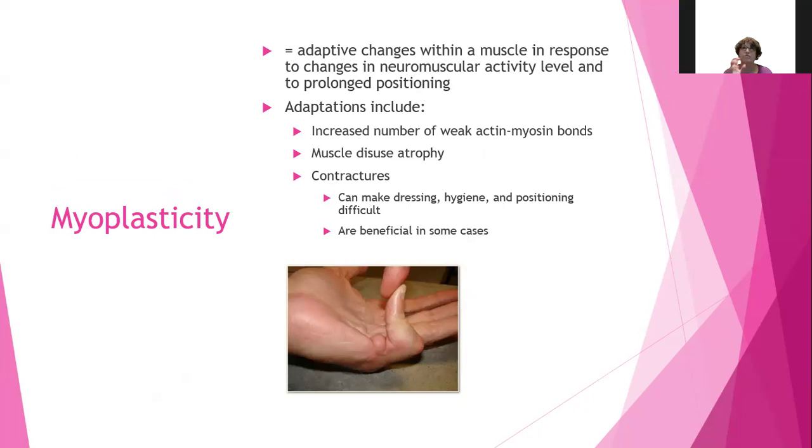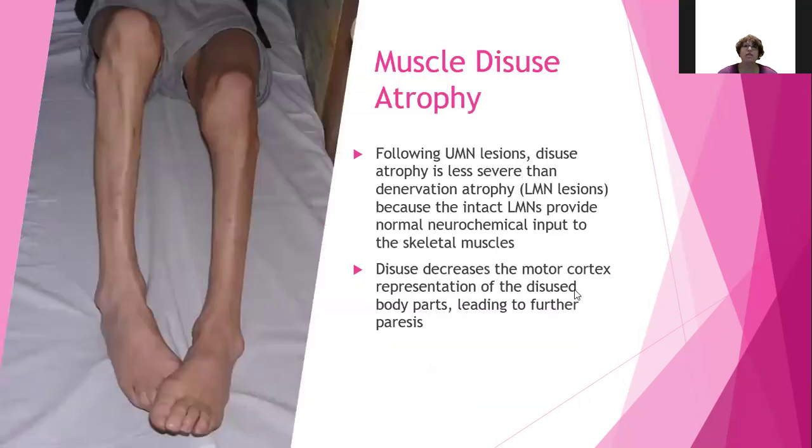Myoplasticity is an adaptive change within a muscle in response to changes of neuromuscular activity level or to prolonged positioning. So contractures are part of myoplasticity, that increased number of weak actin myosin bonds, muscle disuse atrophy. Contractures can make dressing, hygiene, and positioning really difficult. Sometimes they can be beneficial if they're providing stability that you don't have because your muscles are weak, but that's not a best case scenario for sure.